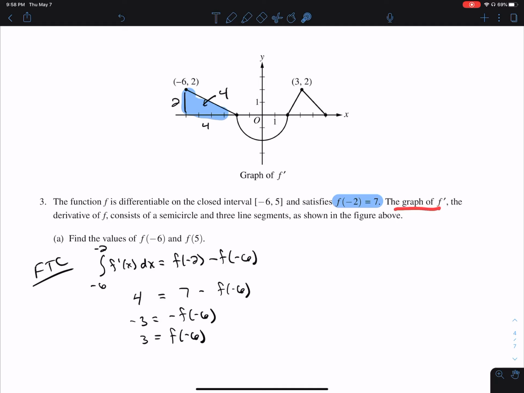The graph of f prime, which is what this little fella is here, the derivative of f, consists of a semicircle and 3 line segments as shown in the figure above. Find the values of f(-6) and f(5). Well, the question that I was asked is about f(-6).